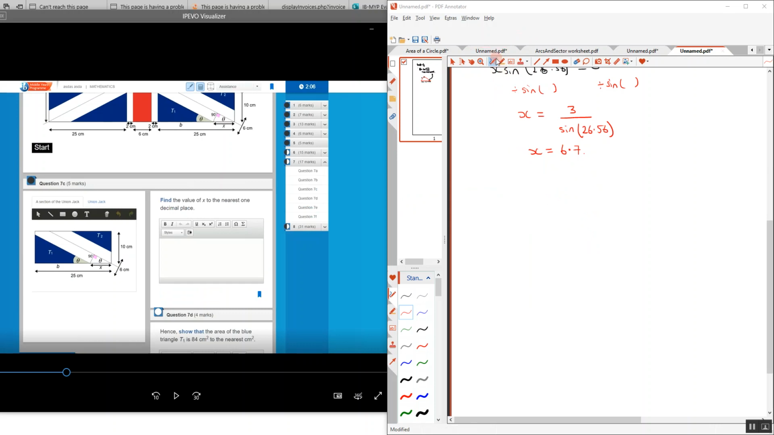Okay, so if I am just looking at this blue triangle, I'm going to try and draw it down here. Okay, so theta we've worked out. What did we say? That's 26.56. We know what b is, because this is 25 subtract our 6.7, so that's 18.3. And that means we can work out the height of this triangle, just using trig.